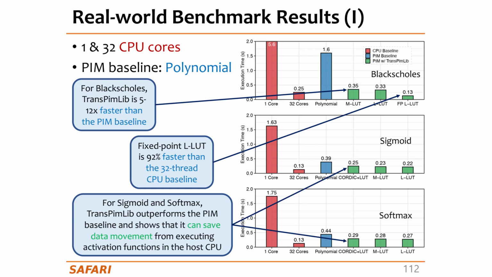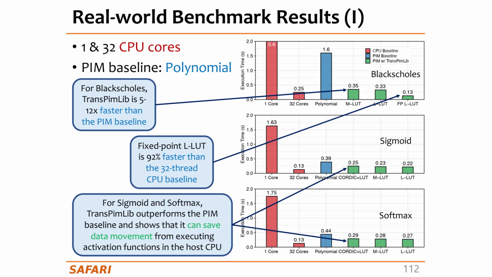As we see, it's significantly faster than the execution of one CPU core, and more or less on par with 32 cores. Even this version that uses fixed point representation, that is more suitable for UPMEM PIM, that doesn't support floating point numbers, is even faster than the 32 thread CPU baseline.